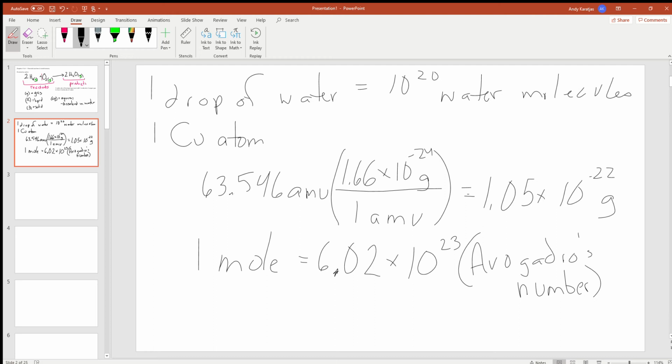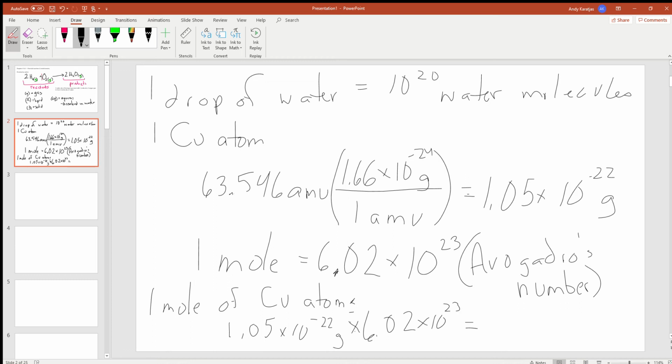So what happens now if we talk about 1 mole of something? Let's say we have 1 mole of copper atoms. Well, we just calculated the mass of 1 copper atom, which was 1.05 times 10 to the minus 22 grams. Now let's multiply that by Avogadro's number, 6.02 times 10 to the 23rd.